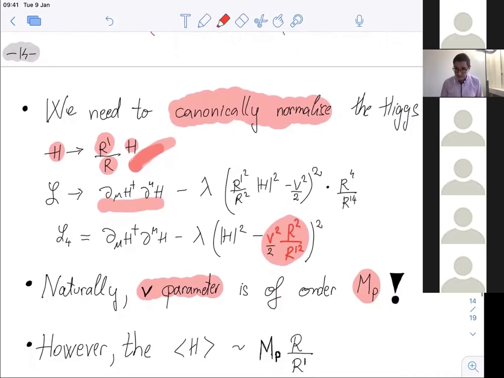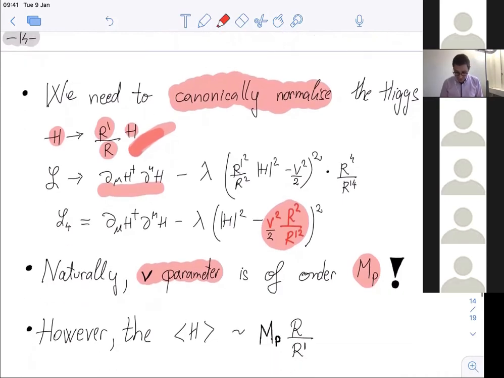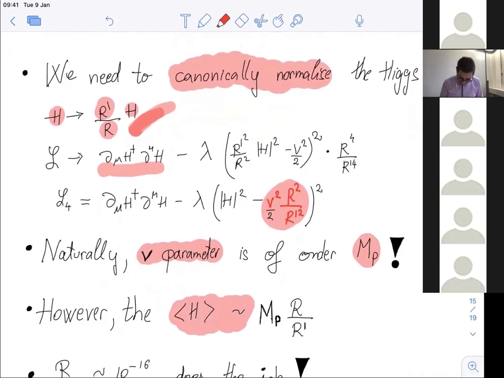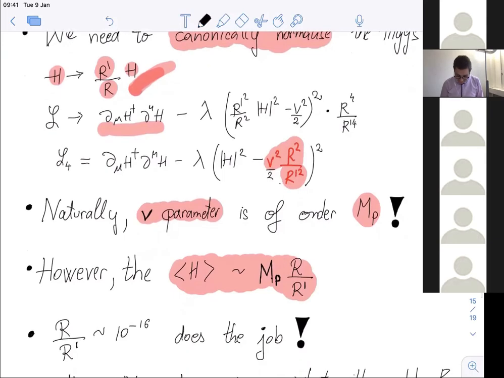However, V is just some parameter in your Lagrangian. This is not the electroweak scale. In fact, the electroweak scale now is V times R over R prime. So from here, if we plug in the natural expectation for V, which is M Planck, then we get that the electroweak scale is M Planck times the ratio of R over R prime.